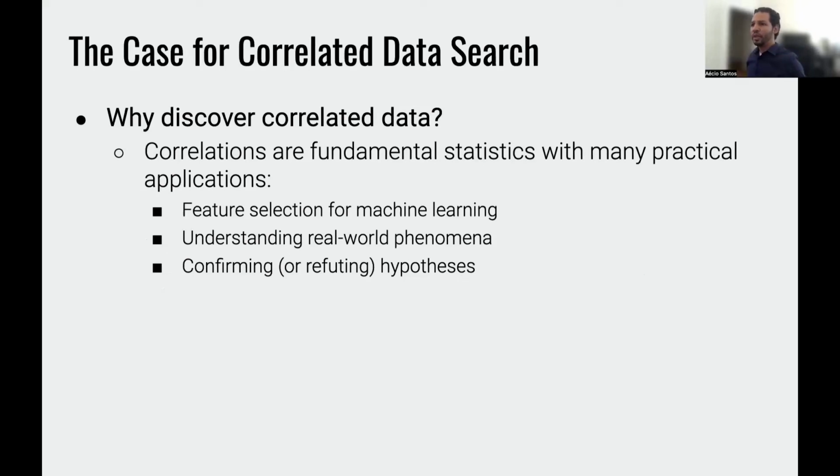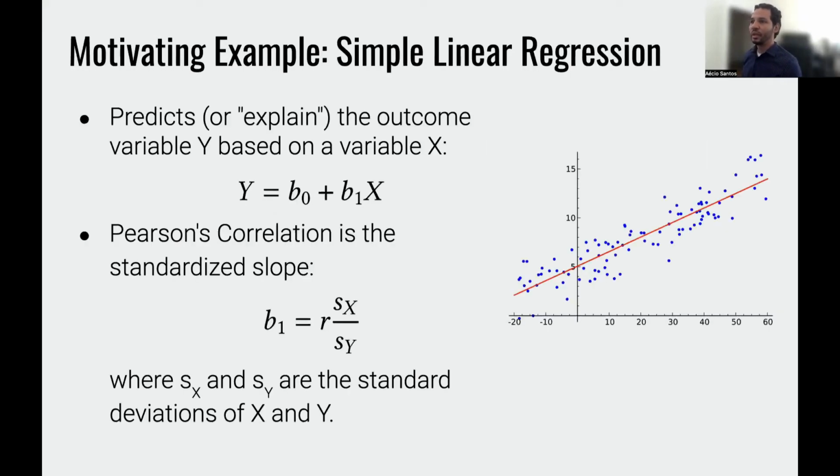And why do we care about correlated data? One of the reasons I just mentioned: feature selection algorithms usually take this into account, but there are also many other applications that could benefit from finding correlated data. For example, for understanding real-world phenomena and confirming or refuting hypotheses. One of the most well-used techniques in data analysis is linear regression, to predict or to explain some features of interest.